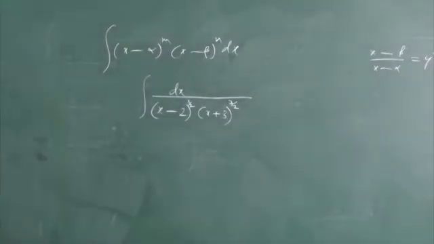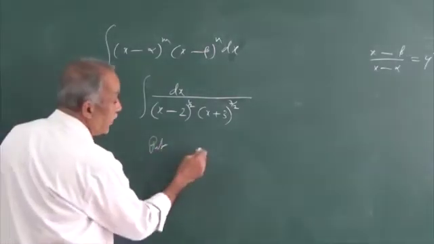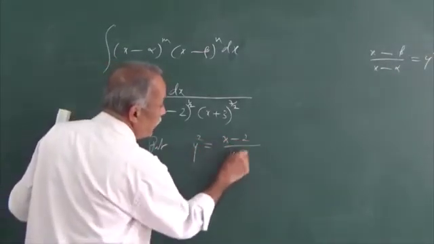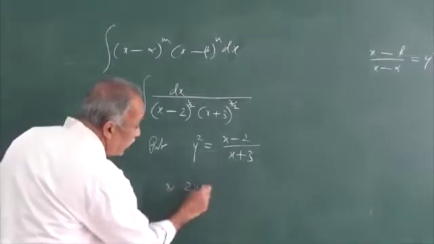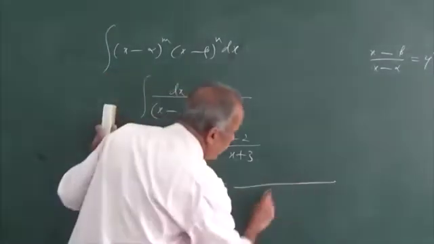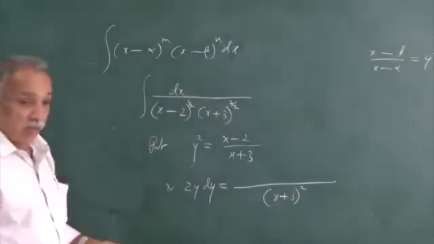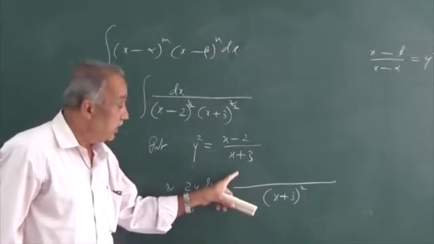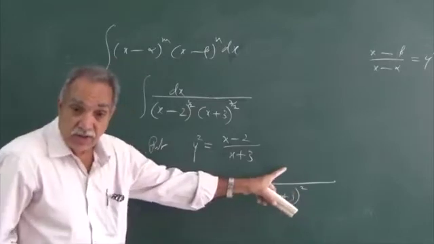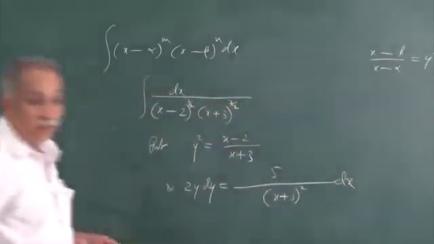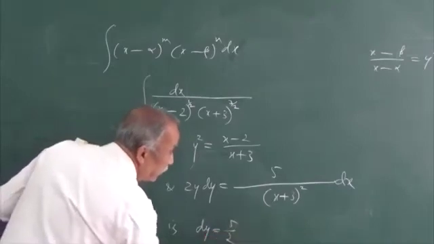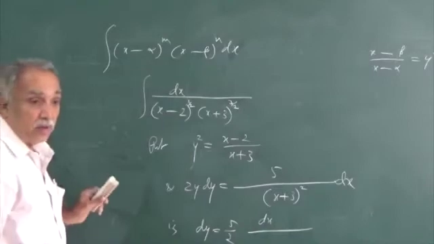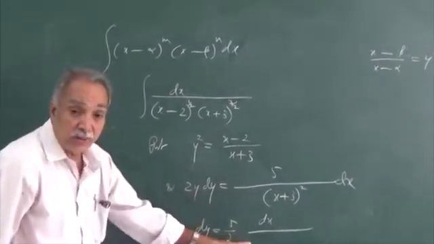Do I get m plus n equal to minus 2? Yes. A simple case. 2y dy will be quotient with denominator x plus 3 whole square, numerator x plus 3 into 1 minus x minus 2 into 1, 5. That is dy equal to 5 by 2 into dx by, this will remain. In addition to that, one y also will come to the denominator.